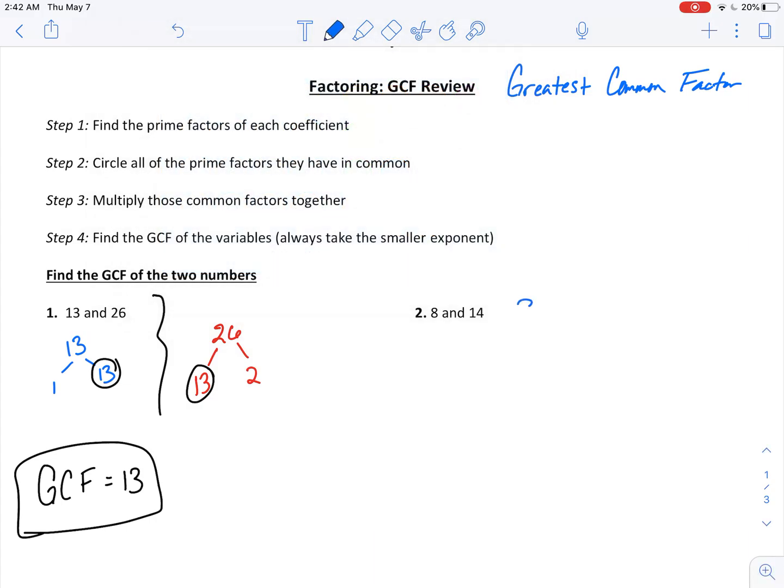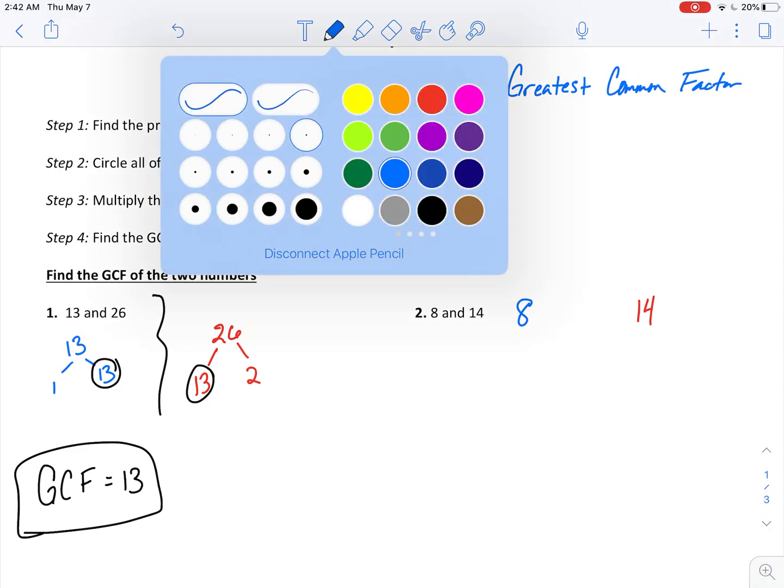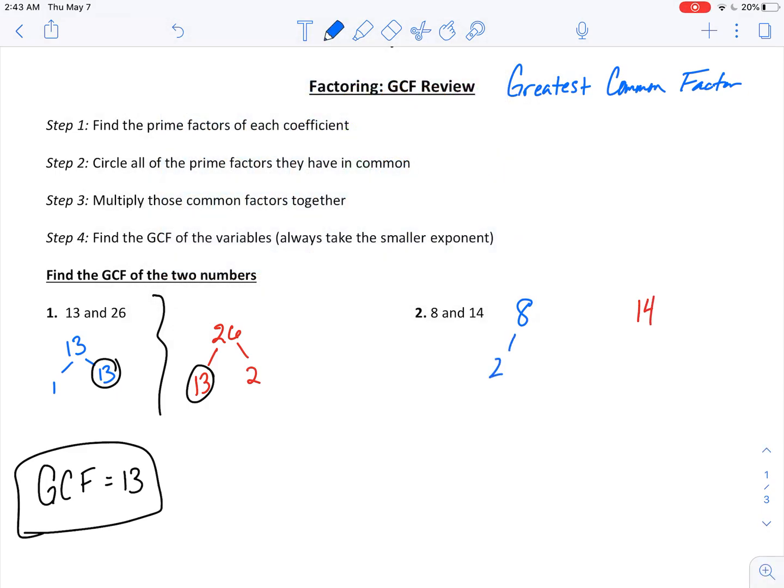So now let's do the greatest common factor of 8 and 14. So 8, I know, is 2 times 4. And I can break down 4 even further into 2 times 2. 14 I know is 2 times 7. So let's circle what they have in common. So I'll circle a 2. And it doesn't look like they share anything else in common. So my greatest common factor is going to be 2.